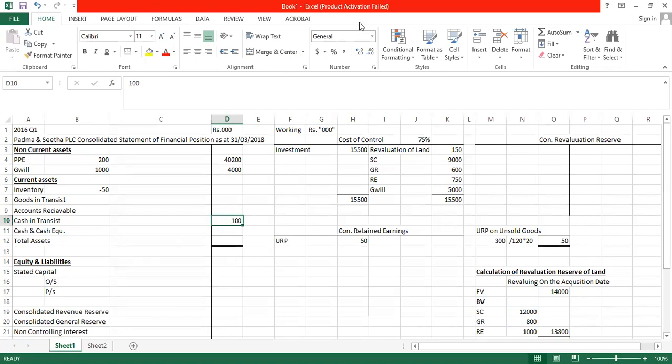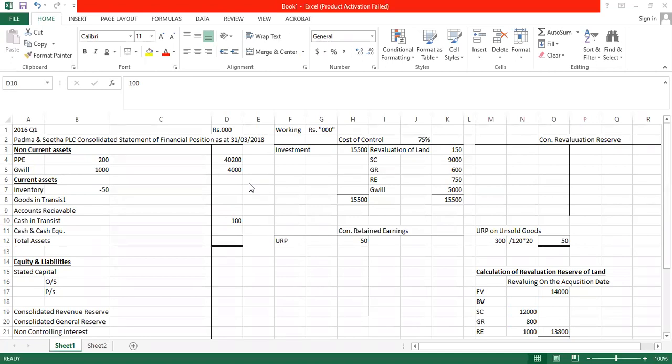Now it's understood, everyone? It's understood? How did we get the investment of 15,500? 15,500 is given in the second sheet of the question paper.